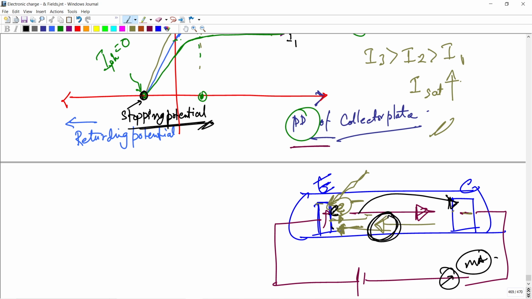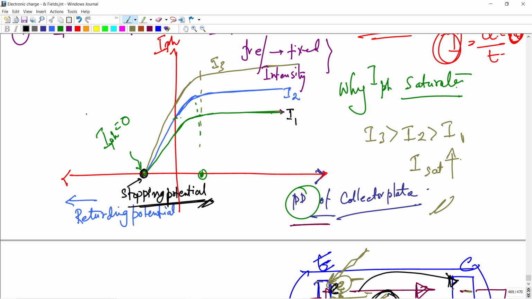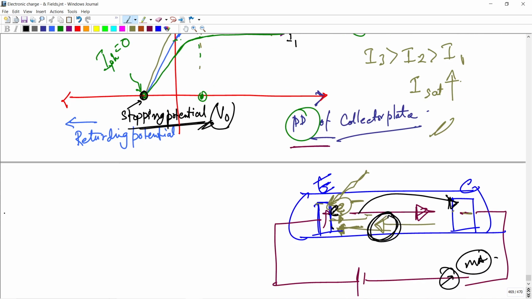You can see that the stopping potential is independent of intensity. If you increase the intensity, the stopping potential stays the same. This potential is called V0. The stopping potential is independent of intensity.